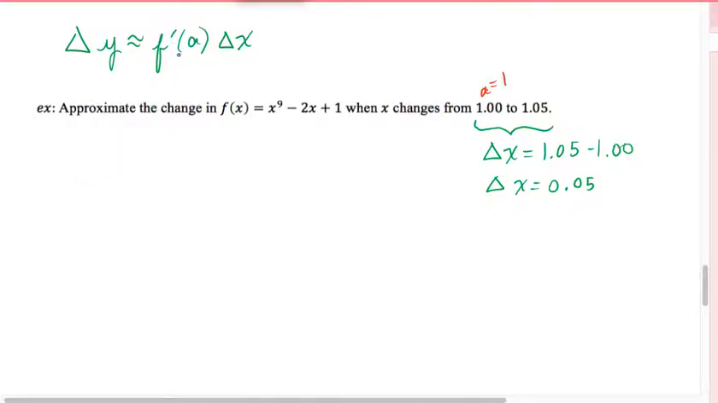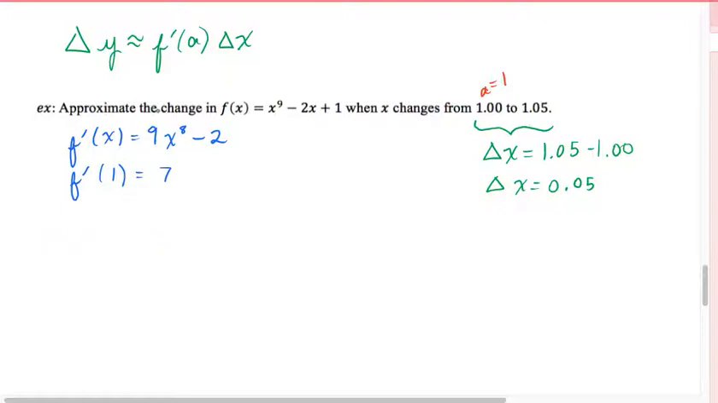Okay, so then we need f prime of a, so we need f prime of x. So the derivative would be 9x to the 8th minus 2. A is 1, so we'll plug in 1 to get the slope of the tangent line at 1, so that would be 9 times 1 minus 2. That's going to be 7.